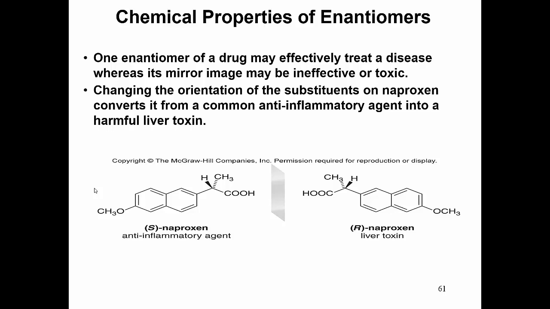And here's another sort of striking example. Here's naproxen. You may have heard of that. It's a relatively common anti-inflammatory agent. And look at its mirror image. Its mirror image is toxic to the liver. So that's why you're not going to be sold a racemic mixture of naproxen if you have inflammation. You're only going to be given the S-naproxen.